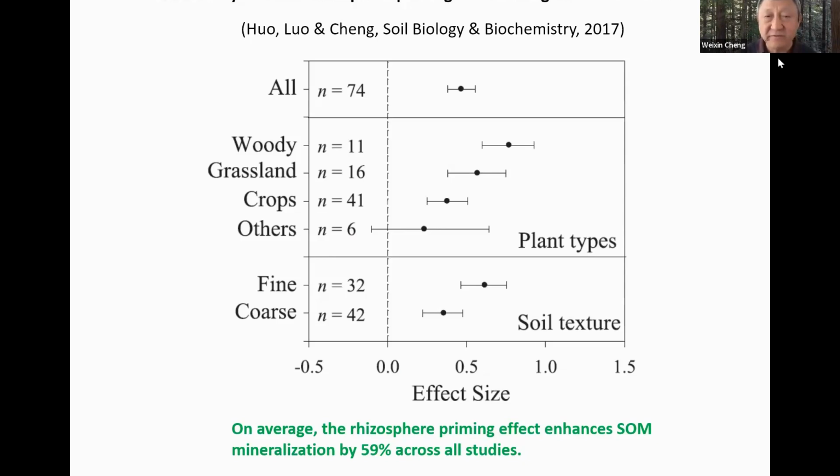Then we also notice different plant groups tend to produce different levels of priming effect. With the published results, woody species like trees and shrubs tend to produce higher priming effect, but it's a smaller sample, 11 observations. Grassland plant species are somewhere in the middle, crop is kind of low, and other kinds of species vary a lot. We also notice there tends to be a separation by soil texture. Finer soil texture, that is, soil with more clay and silt particles, tends to produce higher priming effect than coarser texture like sandy soil.